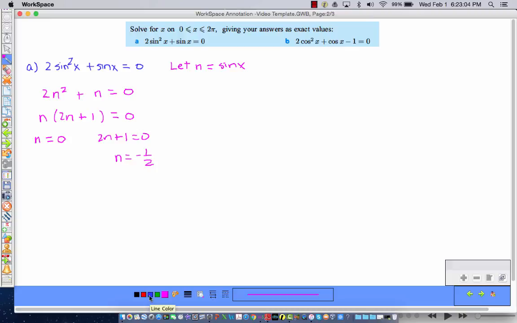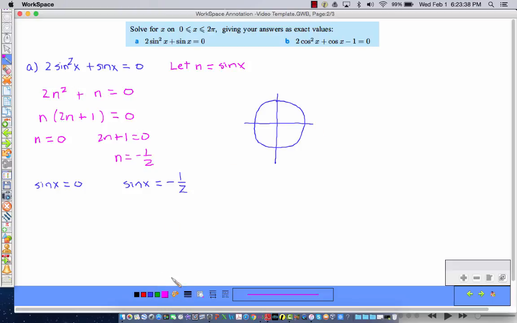But hold the phone, Chuck. We're not interested in n, we're interested in sine. So at this point, I can replace n with sine and say, okay, sine x has to be equal to 0, or sine x has to be equal to -1/2. Take a look at my range. It's from 0 to 2 pi inclusive. So maybe you need to sketch a unit circle. At this point, you should know how to do it because we know how to solve trigonometric equations.